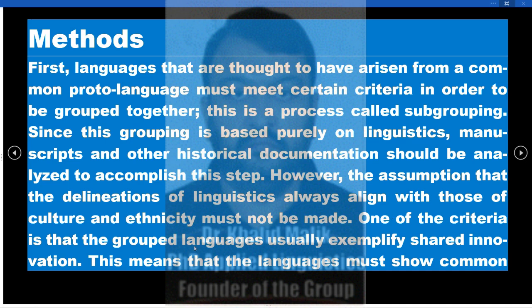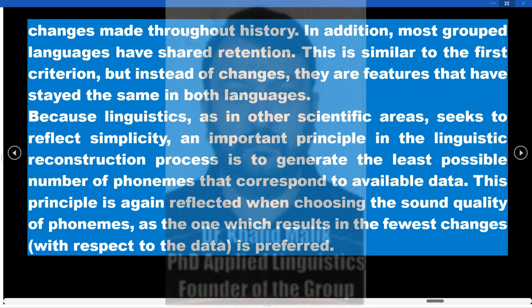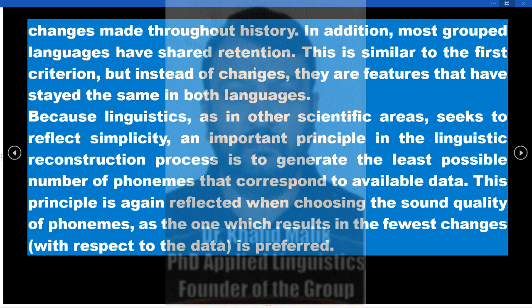One of the criteria is that the grouped languages usually exemplify shared innovation. This means that the languages must show common changes made throughout history. In addition, most grouped languages have shared retention. This is similar to the first criterion, but instead of changes, they are features that have stayed the same in both languages.